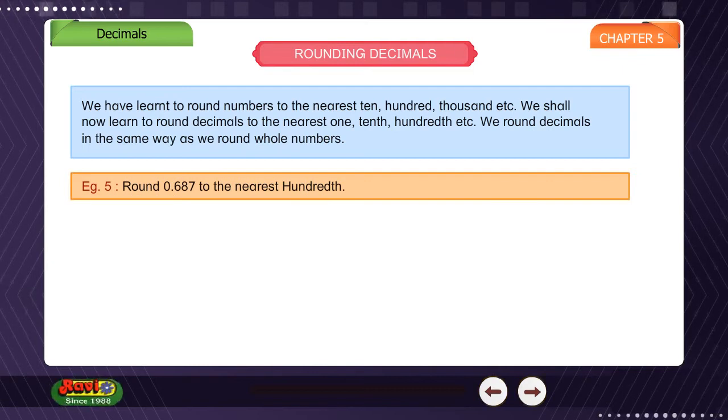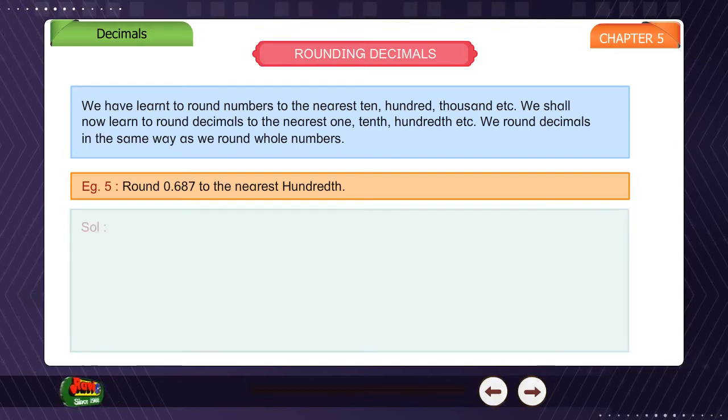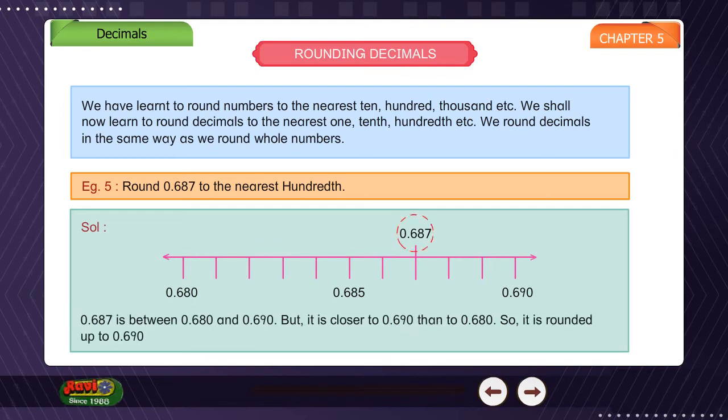Example 5. Round 0.687 to the nearest hundredth. Solution: 0.687 is between 0.680 and 0.690, but it is closer to 0.690 than to 0.680. So it is rounded up to 0.690.